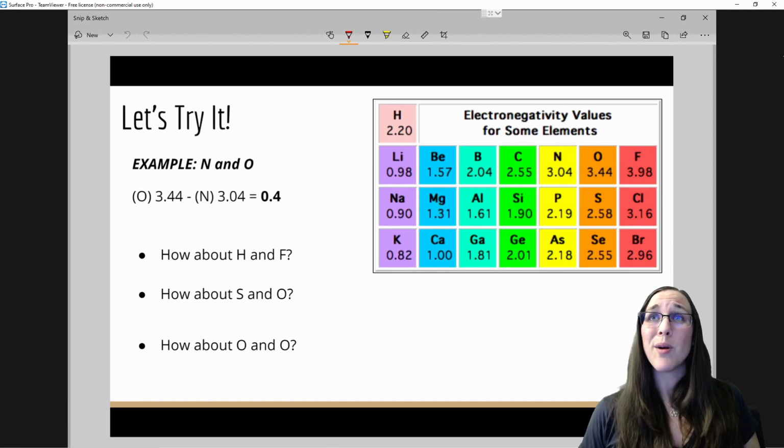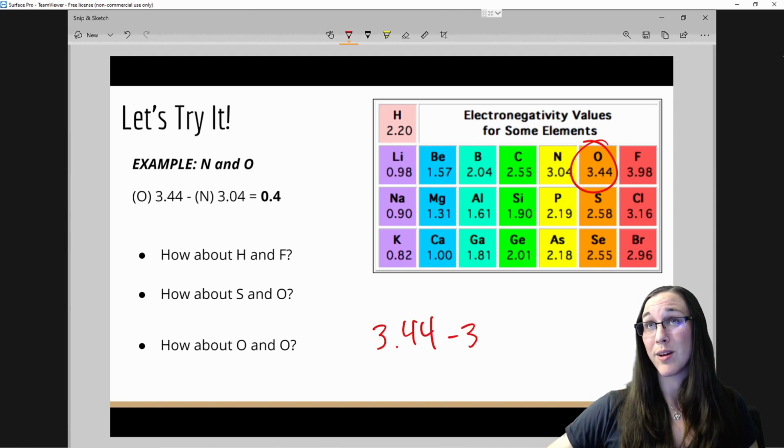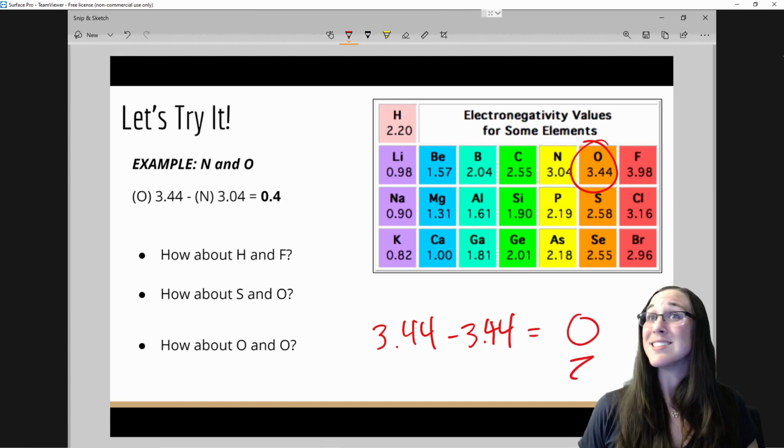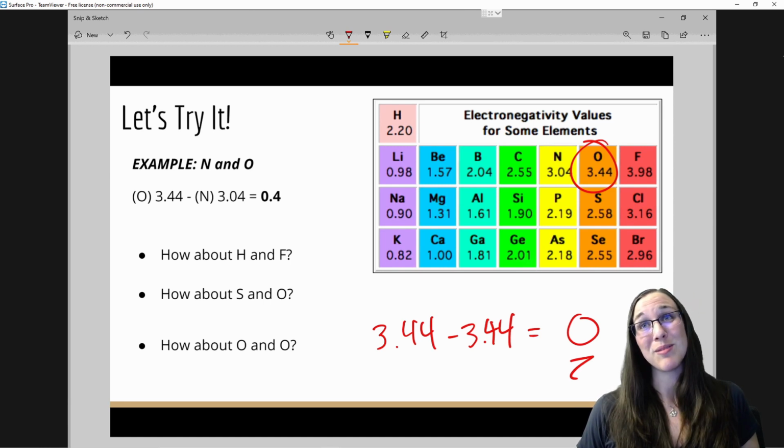Okay, so then what about O and O? What if we just have two O's together? O2. So that would be 3.44 minus 3.44, which just gives you 0. A 0 means nonpolar covalent. That would also mean that they're sharing electrons equally with each other.